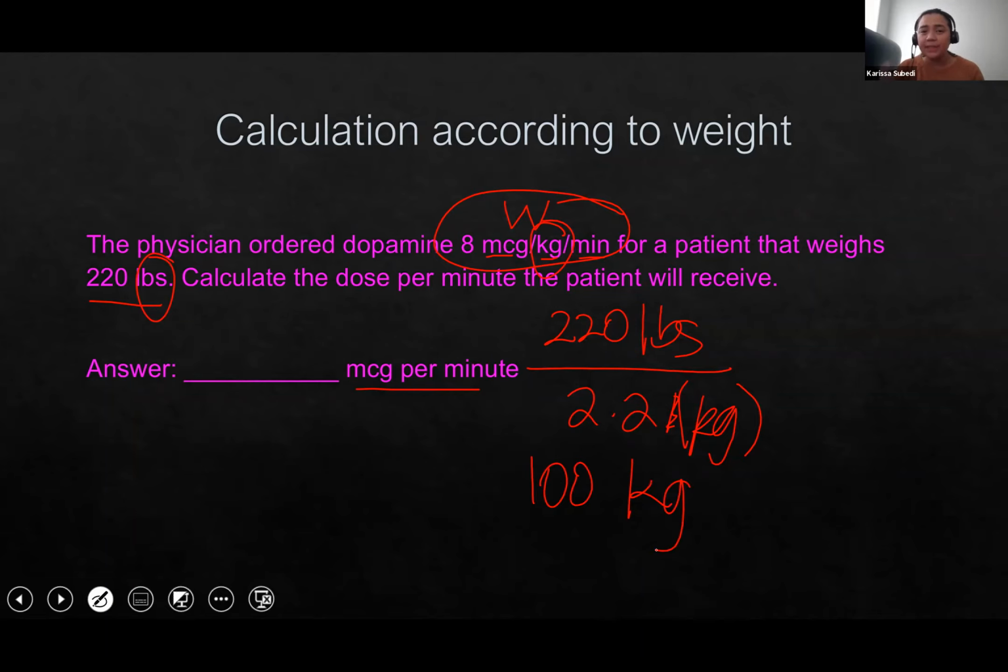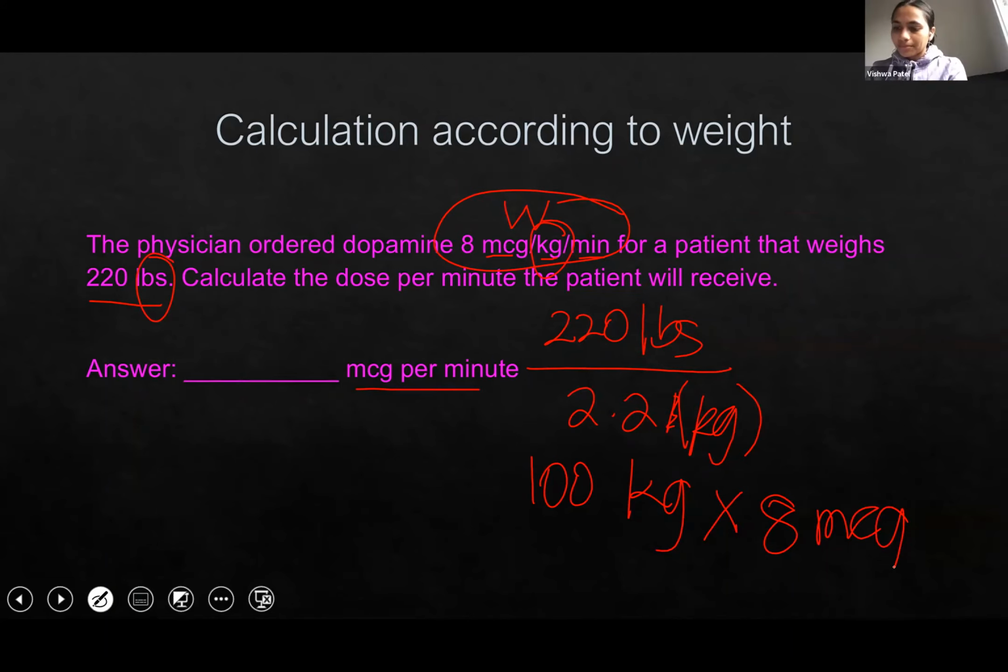So the doctor says, please give 8 micrograms in every kilogram of that patient in 1 minute. So what do we do now? 100 kilograms, multiply by 8 micrograms. Is that correct? Yep. What is your answer? 800 micrograms per minute.